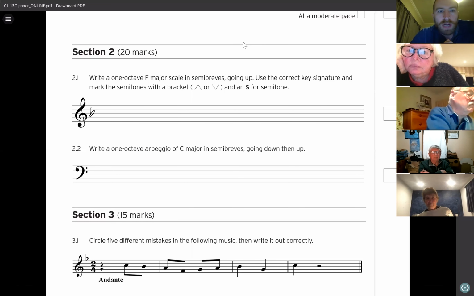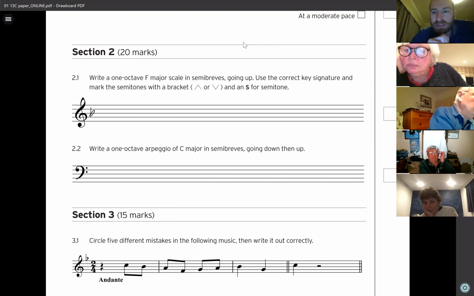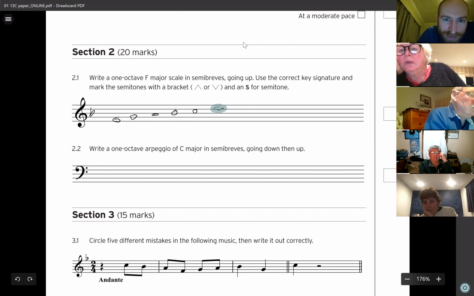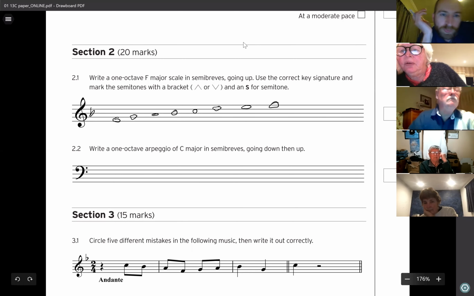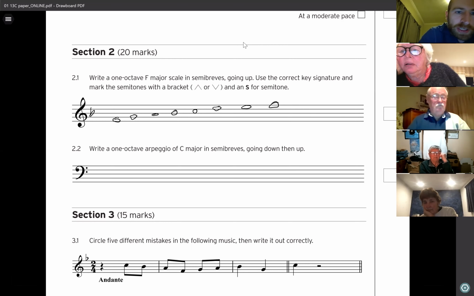Then we have to write a 1 octave F major scale in semibreves. So obviously we need to start on an F. F is the tonic, so we would put our first note there. Sorry, my writing's going to be really bad because I'm trying to write on the screen. Oh, that one was bad. Let me redo that one. And you don't have to put the flat in because it's already there. Correct, the flat's already in the key signature.